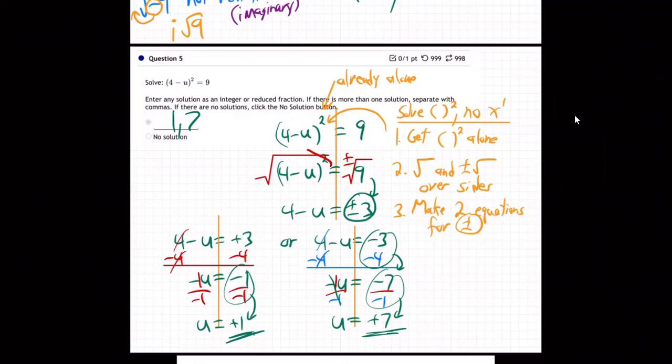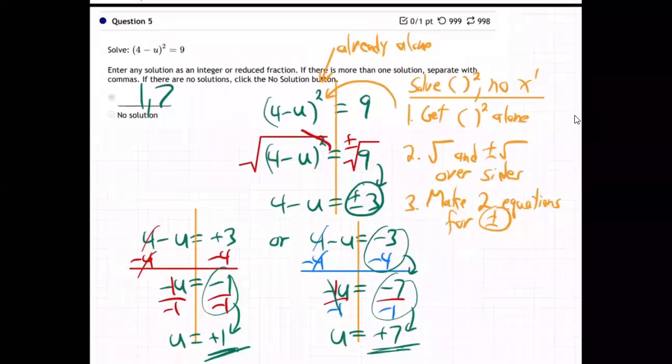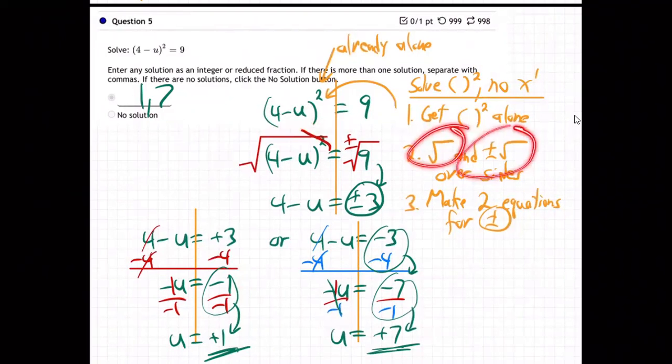That's interesting. So let's recap. Make sure this problem is making sense for you. So what do you do when you have parentheses to the second power and you don't have the letter to the first power? This letter, the only letter, is to the second power. So what you do is you get the parentheses squared alone, which we did, and then you put the root and the plus or minus root over the sides. It cancels the square.